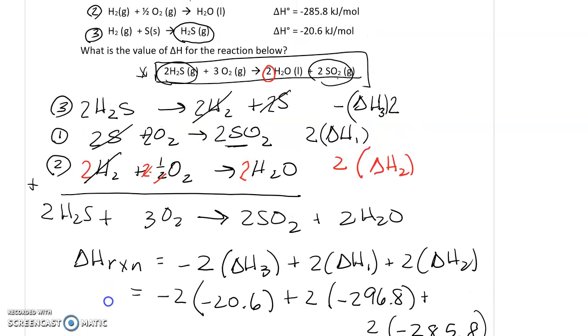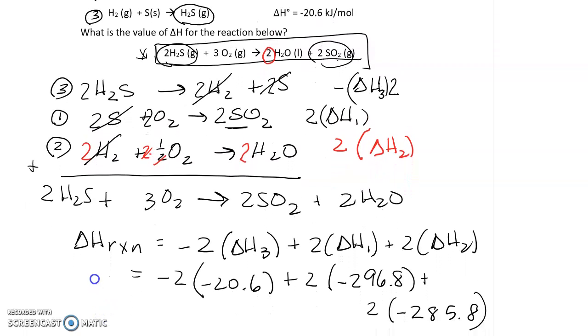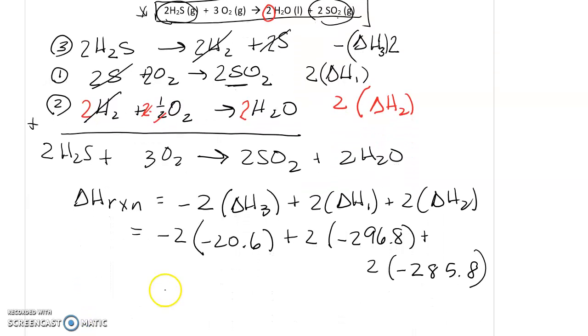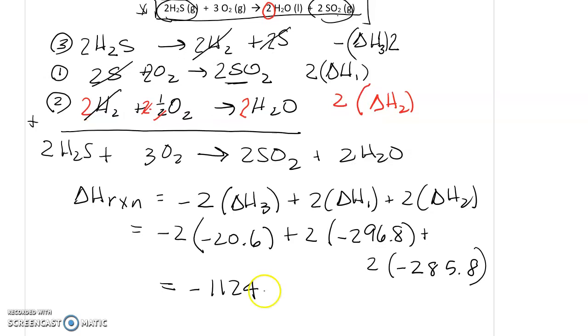So now let me just double check those values. So delta H1 is minus 296.8, delta H2 is minus 285.8. Now if I add all of these up, I'm going to get minus 1124. And then notice I don't write the units the whole entire time just to save myself some time. Minus 1,124 kilojoules is going to be our answer. Okay, so there's Hess's law.